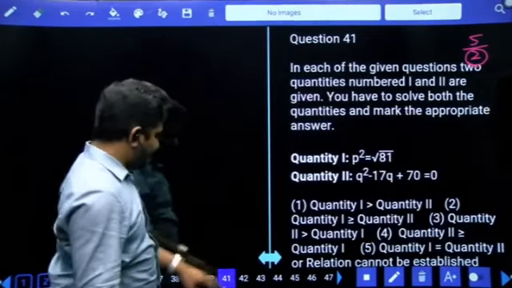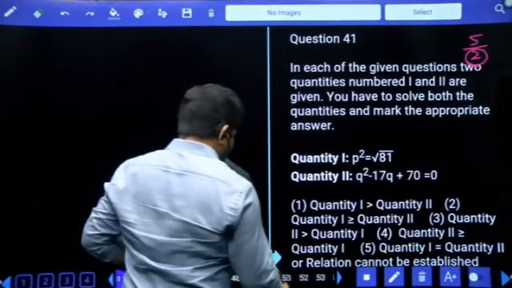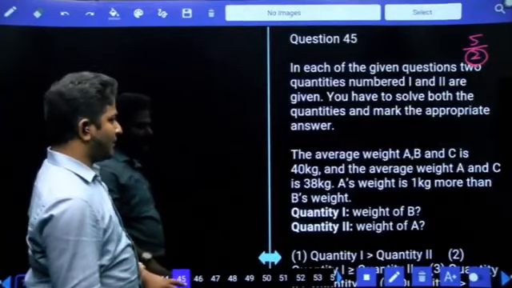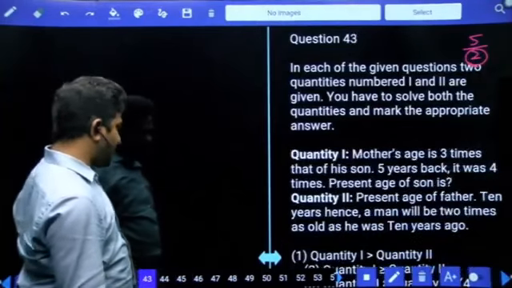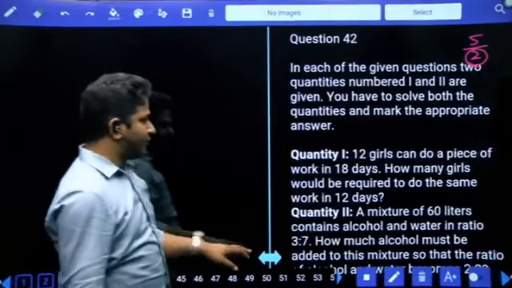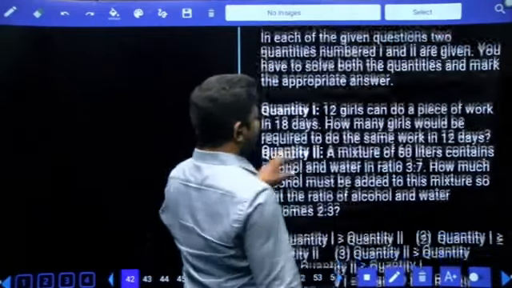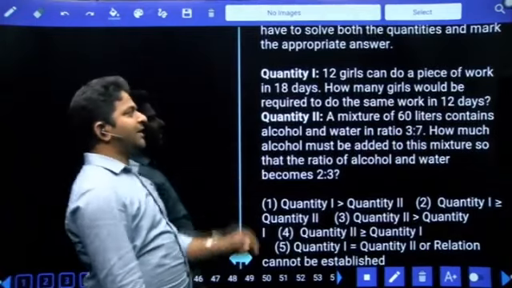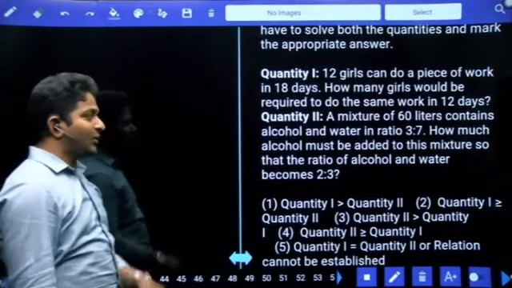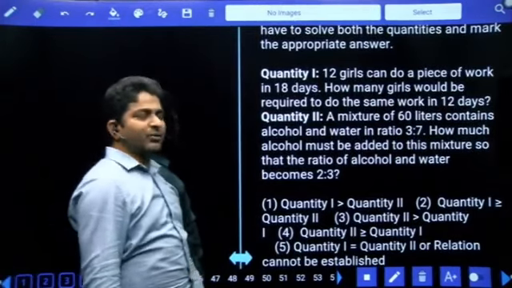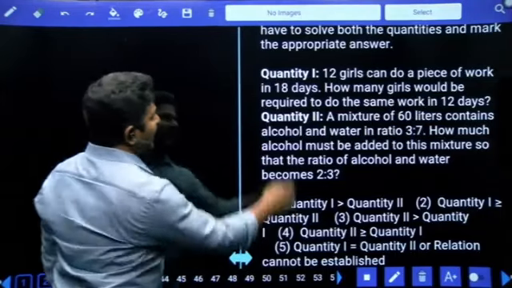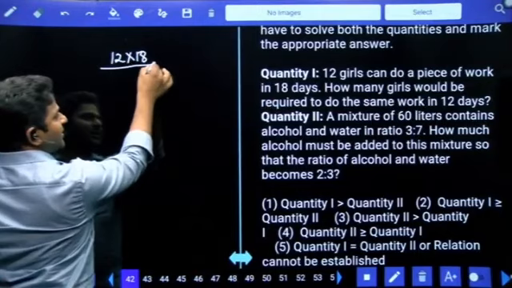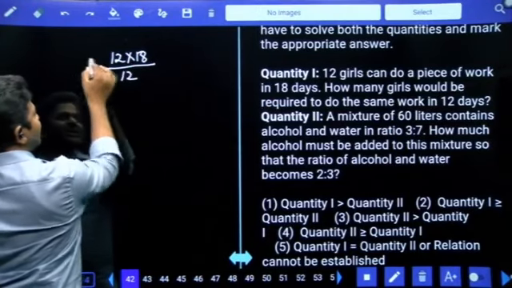Now these are done and still we are left with Q1 and Q2s. Let's solve Q1 and Q2s. Q1, 12 girls can do a piece of work in 18 days. How many girls would be required to do the same piece of work in 12 days? 12 girls can do it in 18 days. To complete the same work in 12 days, how many girls are required?